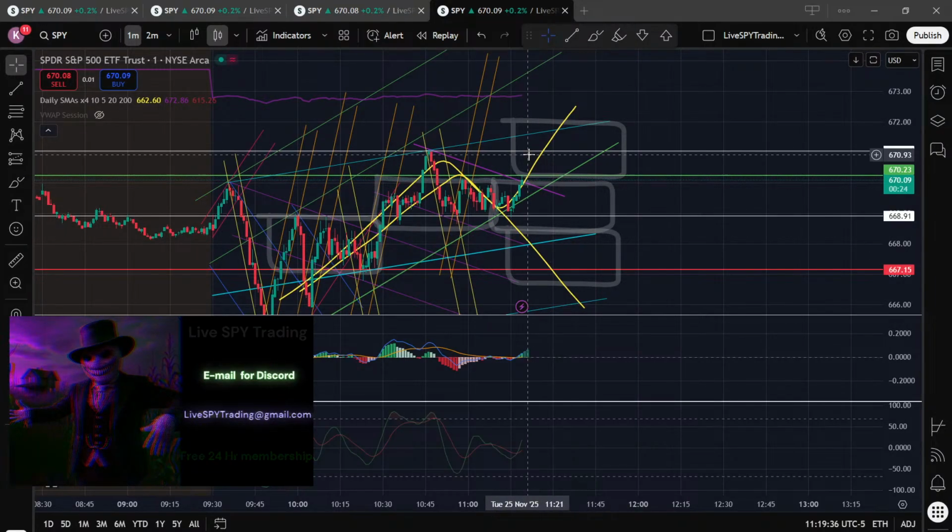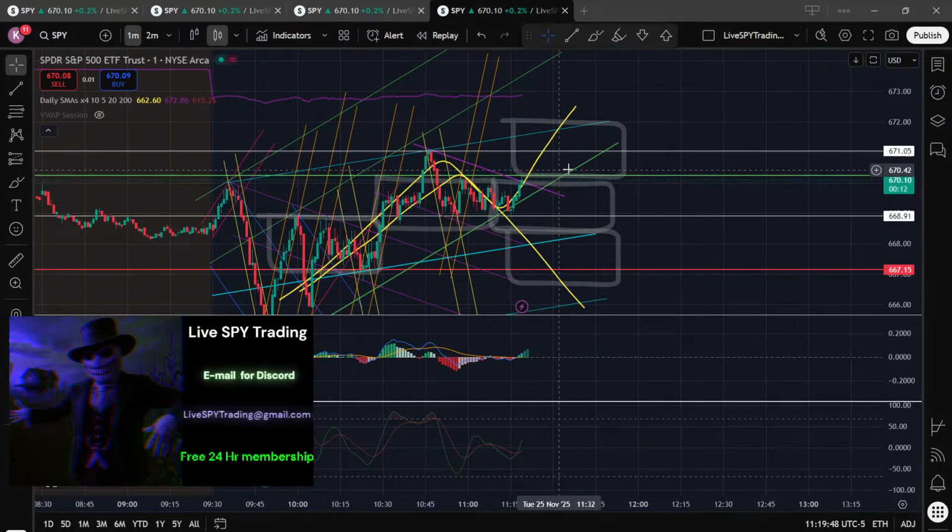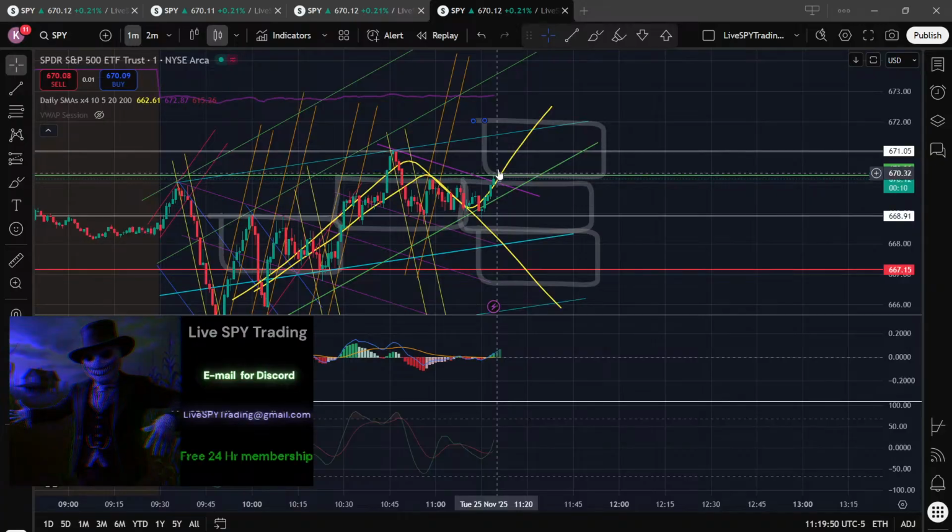Now this area in here is going to be the secondary liquidity, right? From here, from green to here, is going to be the secondary liquidity inside here. So now let's see if we break green.